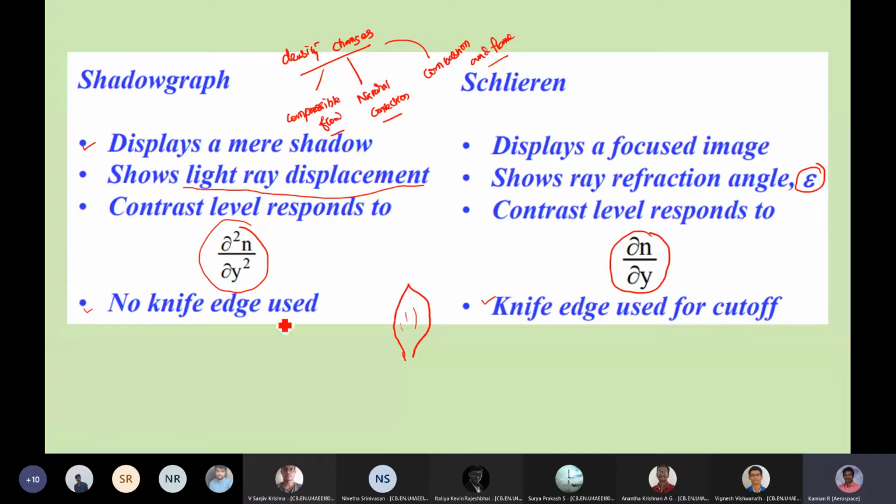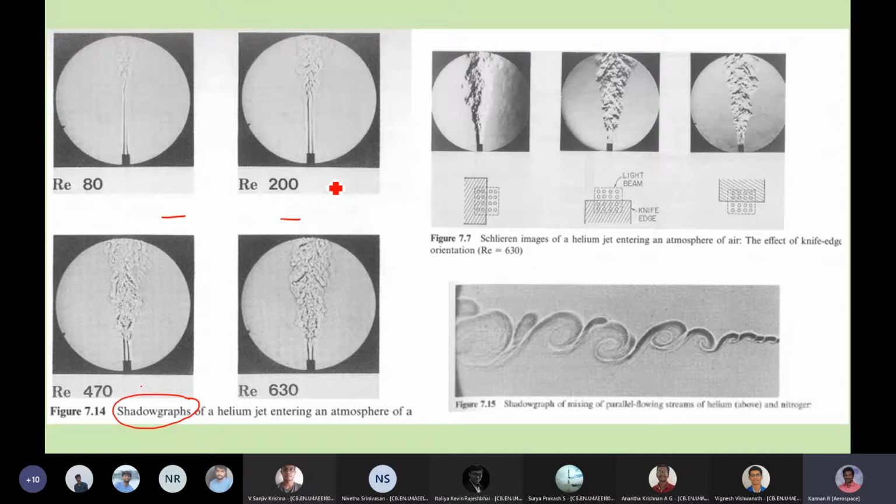In the Shadowgraph, we are going to have a single mirror, and the light reflected from the single mirror is going to pass through the test section or the region of interest, and it's going to get reflected onto a screen here. This is your mirror, and this is your source of light. Now see the quality of image, the quality of information you are going to get.